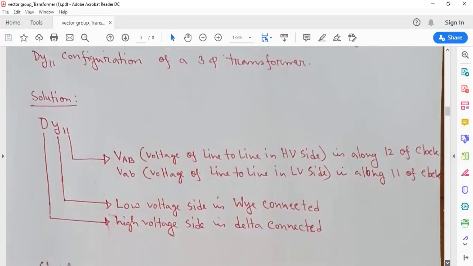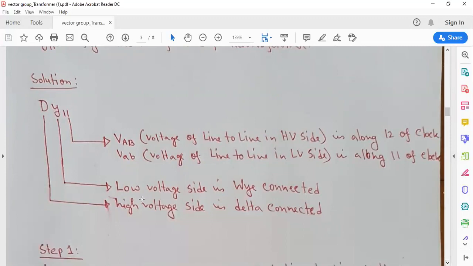First, we need to know what DY11 is. We already know that, right? So, what is D? D means delta connection. And we see that the D is capital D. That means the high voltage side is delta connected. Capital D means high voltage side. And the low voltage side is Y connected.